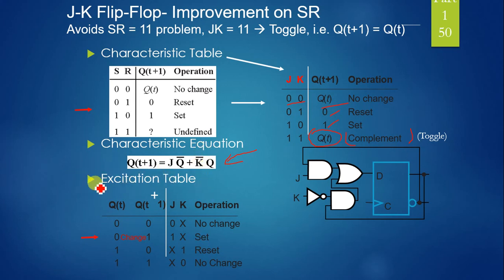For this, if you check the excitation table, Q of t and Q of t plus 1 with a combination of 4, that is 0 0, 0 1, 1 0 and 1 1, you get different possible operations, that is no change state, set and reset. The last one is again a no change state. The first two are unwanted states, right?